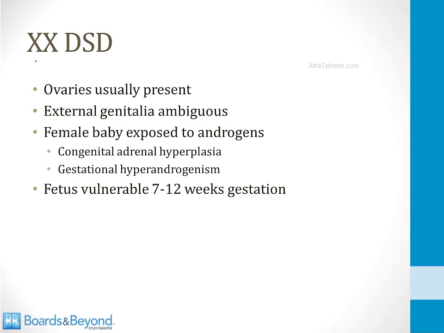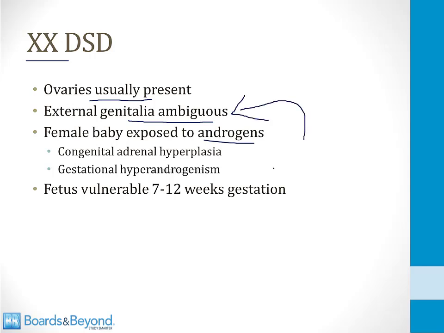In these disorders, the individual is chromosomally female and has 2 X chromosomes, so ovaries are usually present, but the external genitalia are ambiguous. And the reason the external genitalia are ambiguous is because the female baby has been exposed to androgens in utero. Remember, androgens drive formation of external male genitalia, so when this occurs in a chromosomal female, the external genitalia come out ambiguous.